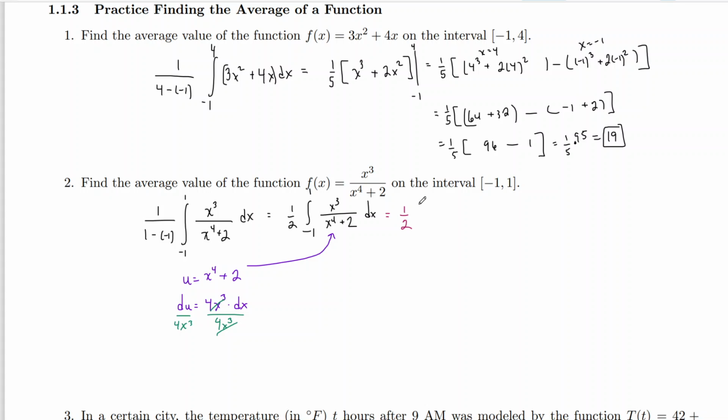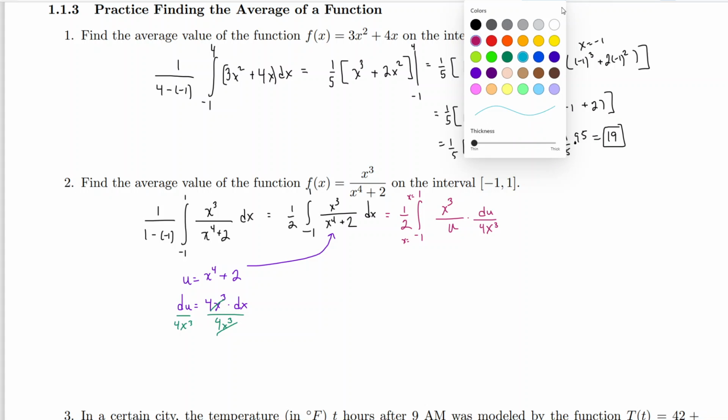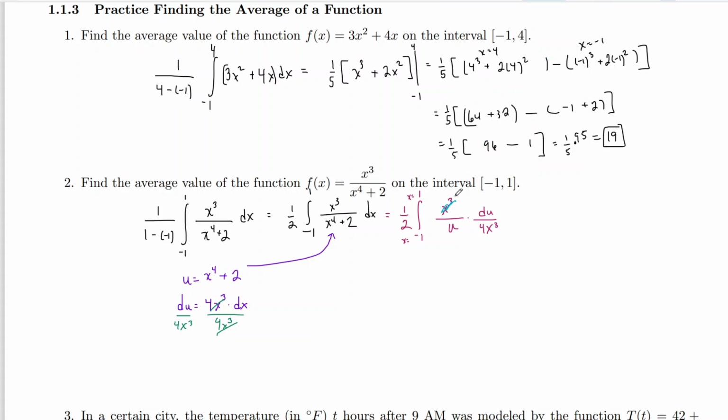We have 1/2 from -1 to 1. Remember, these are x values, so when we switch to u, we just have to remember that these are x bounds. We have x cubed over u, which is what we made u, and then dx equals du over 4x cubed. Now we can see the x cubes are going to cancel out, which means we did it correctly. All the x's went away, so we probably made the correct substitution, and we did.